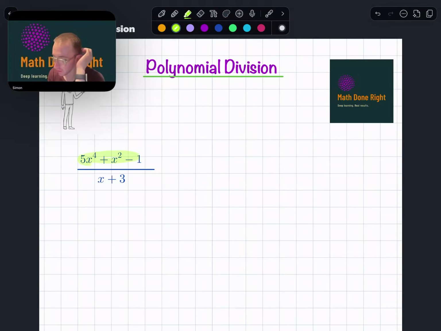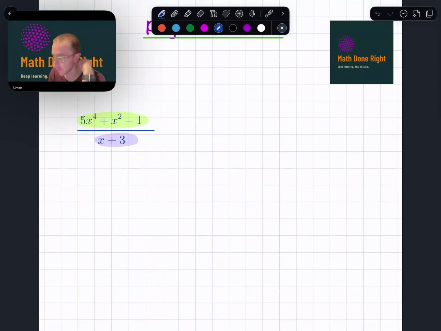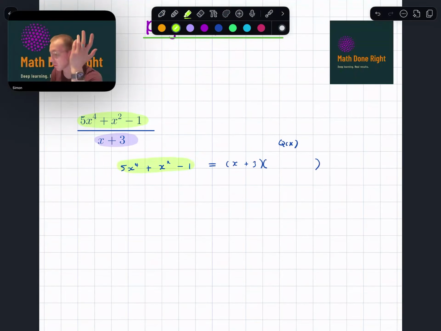Okay, so let's do another polynomial division problem with another little twist here. We're going to divide 5x to the 4 plus x squared minus 1 by x plus 3 with quotient and remainder. So x plus 3 is the divisor, and here is our quotient, which we're writing as a function of x because this is going to be a cubic.